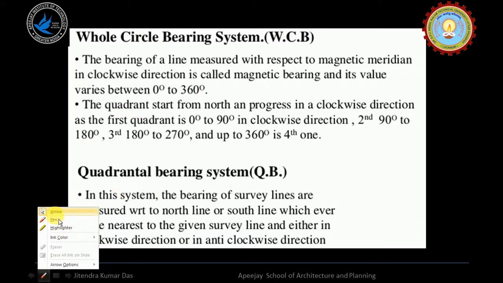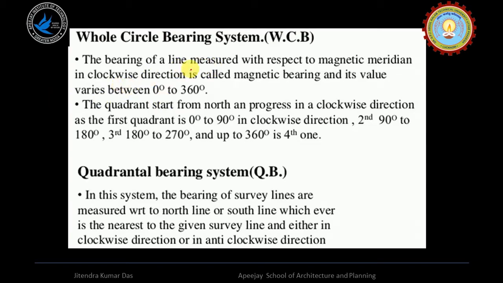Now, whole circle bearing. The bearing of a line measured with respect to the magnetic meridian in the clockwise direction is called magnetic bearing, and its value varies between 0 to 360 degrees. The quadrants start from north and progress in the clockwise direction: the first quadrant is 0 to 90 degrees, second 90 to 180 degrees, third 180 to 270 degrees, and up to 360 degrees in the fourth one.